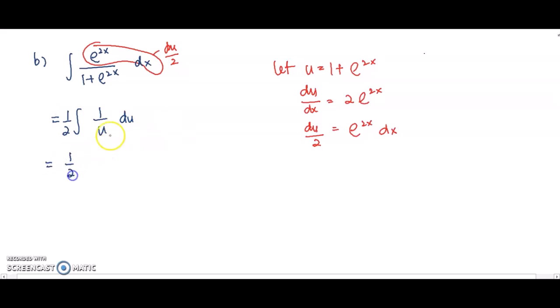Then now we're going to integrate 1 over u with respect to u. Again, you get log u. Don't forget to plus constant. And the u, you need to replace back by 1 plus e^2x. Alright, plus constant.